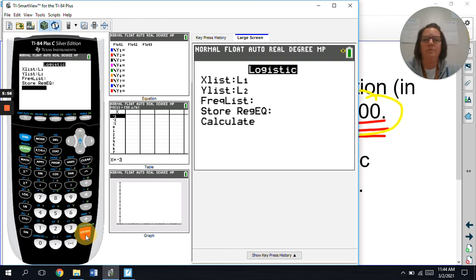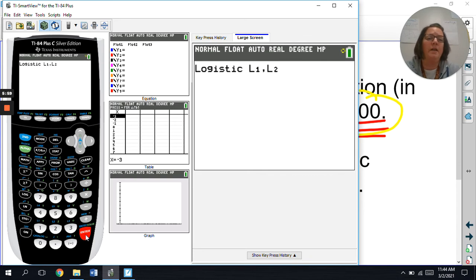Oops, I must have missed that. Okay, so again, like I said, it's going to take a little while, and especially if you have an older calculator, your older calculator is going to take much longer than you think. So just be patient, let it think its way through.